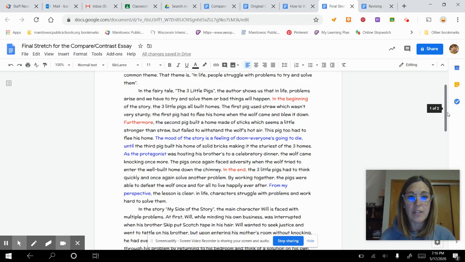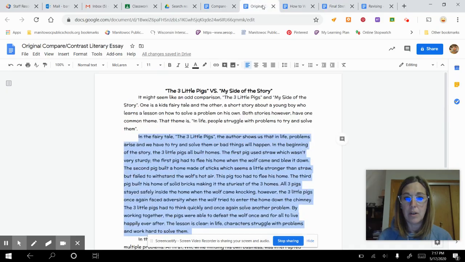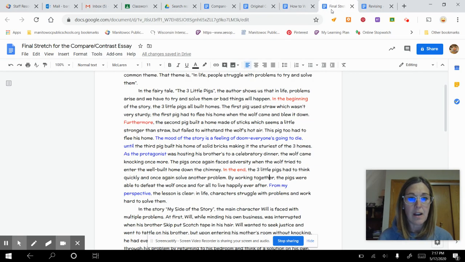In the fairy tale Three Little Pigs, the author shows us that in life problems arise and we have to try to solve them or bad things will happen. In the beginning of the story, that's a transitional phrase that I used and I kept. I wanted to keep that. The first pig used straw, which wasn't very sturdy. The first pig had to flee his home when the wolf came and it blew down.